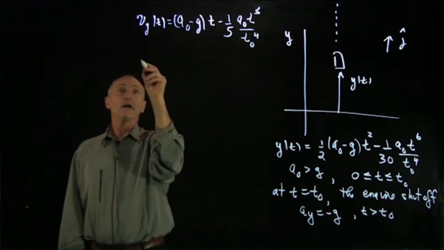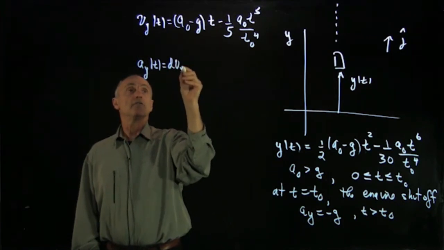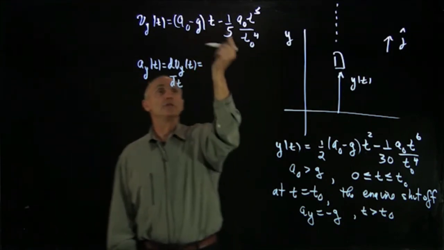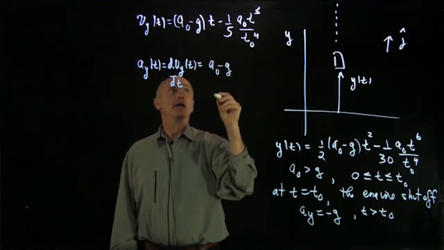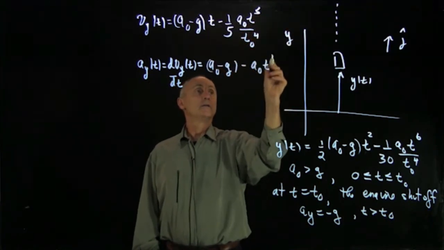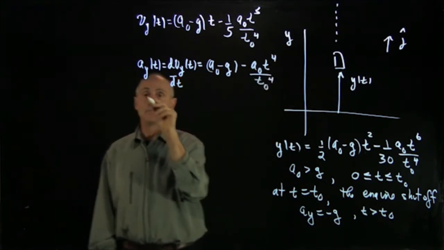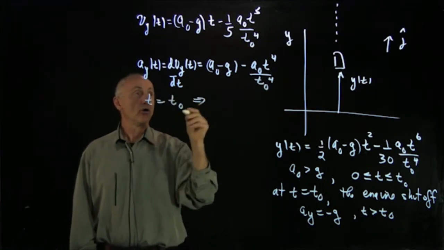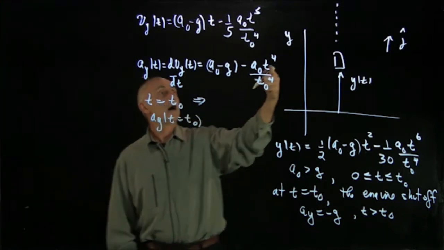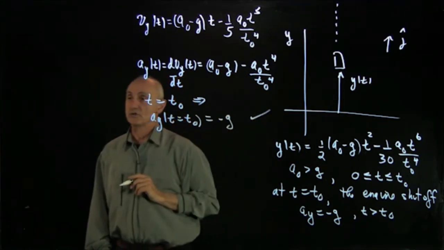And finally, we now take the next derivative, a y of t, which is d vy dt. I'll just keep functions of t, but we don't really need that. And when we differentiate here, we get a naught minus g. Now you see the 5s are canceling, and we have minus a naught t to the 4th over t naught to the 4th. Now, at time t equals t naught, what do we have? Well, a y at t equals t naught. This is just a factor of minus a naught. Those cancel, and we get minus g, which is what we expected.